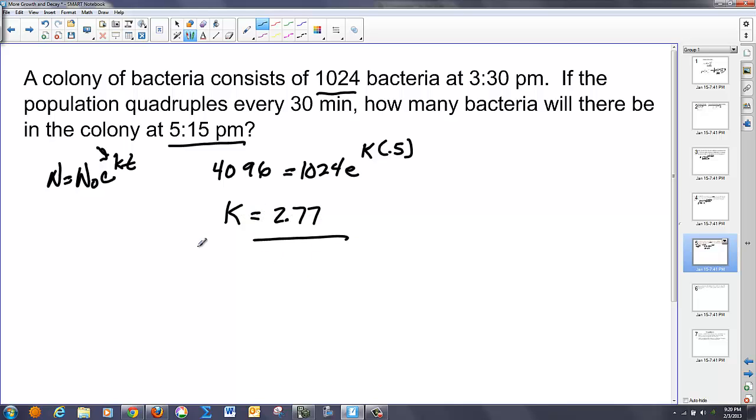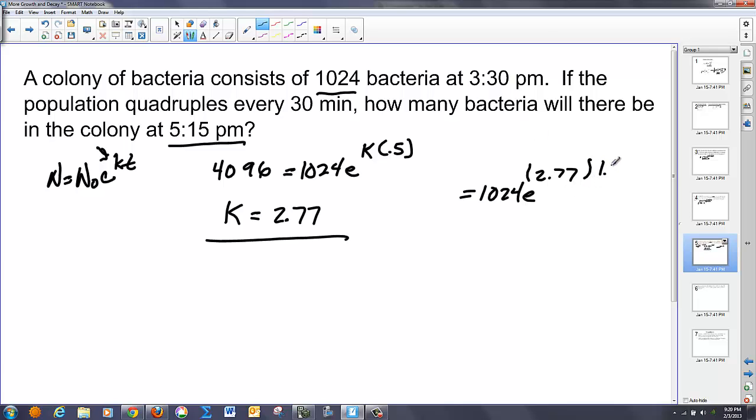2.77. Now that I know k, I can go back and solve this equation again for the time lapse between 3:30 and 5:15. So let's go ahead and do that. I start out once again with 1024. I have some e raised to the k, which I now know is 2.77. And I'm doing this for a total of 1 hour and 45 minutes.